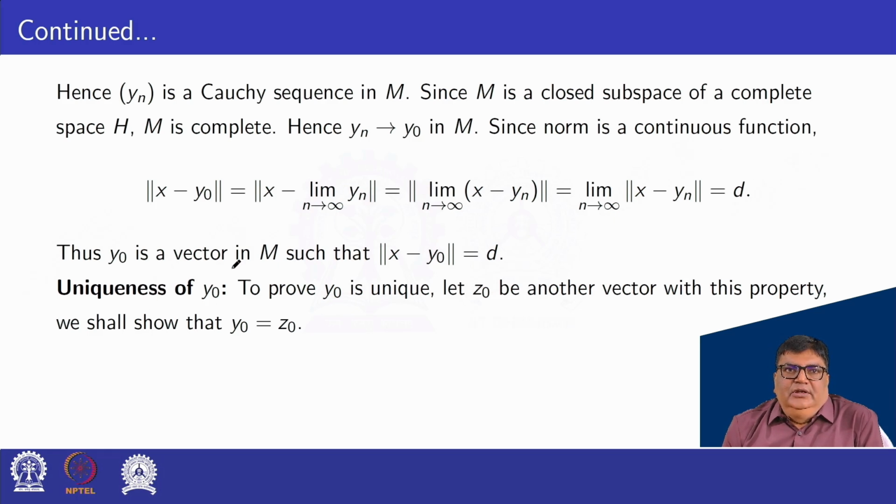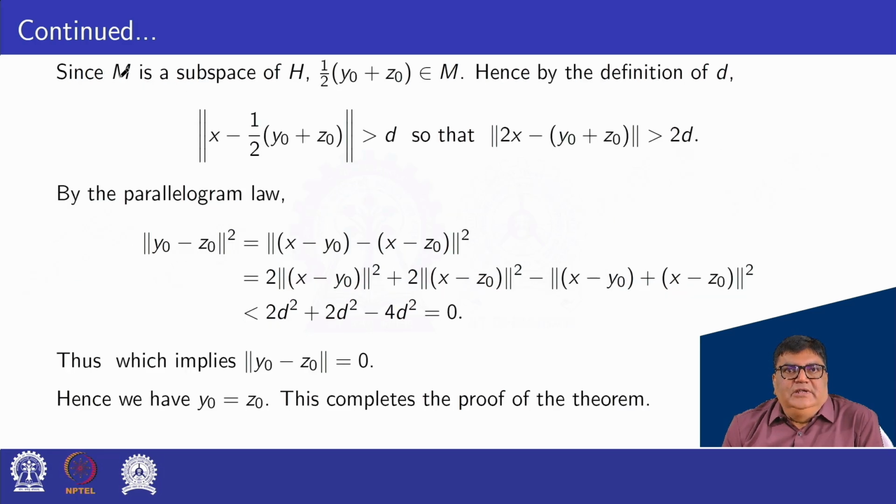Uniqueness of y0. To prove y0 is unique, let z0 be another vector with this property. We shall show that y0 is equal to z0. Since M is a subspace of H, half of y0 plus z0 belongs to M, hence by the definition of d, norm x minus half of y0 plus z0 is greater than or equal to d. So the norm of 2x minus y0 plus z0 is greater than or equal to 2d.